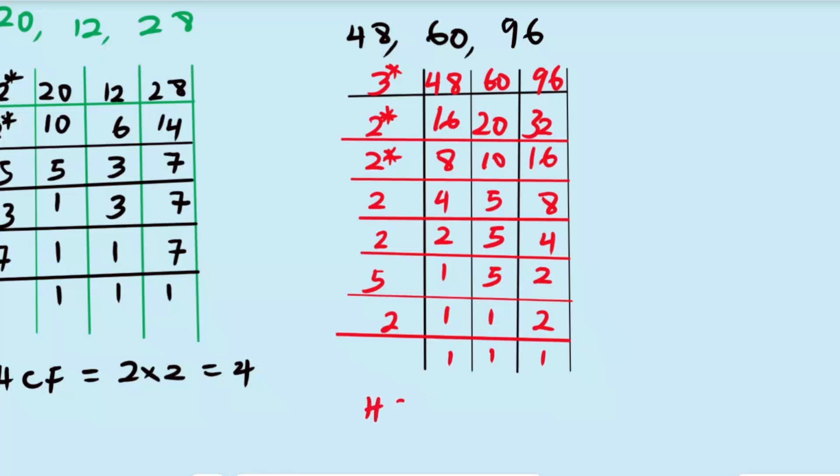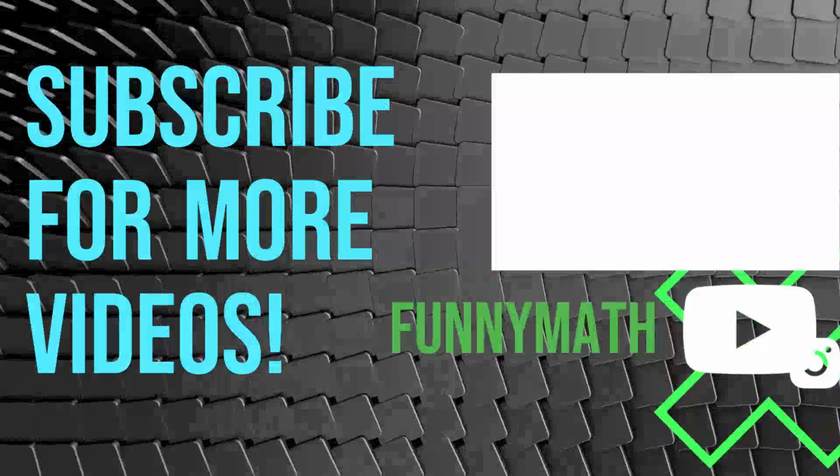So the highest common factor is equal to 3 by 2 by 2. So that's the same as 3 by 2 exponent 2. So that's going to be 12. So the highest common factor is 12.